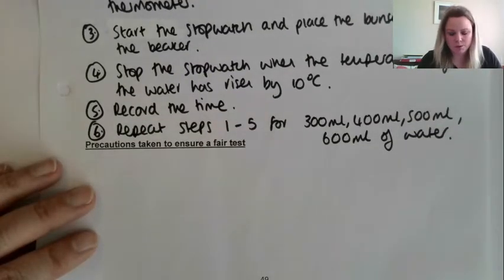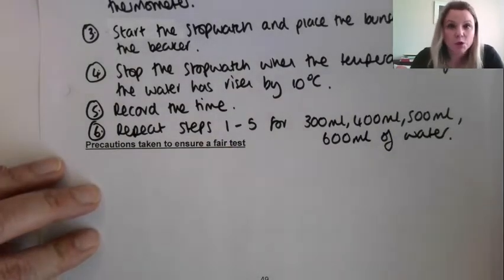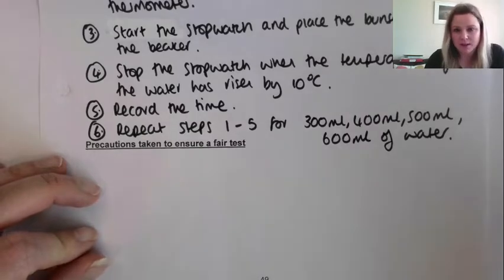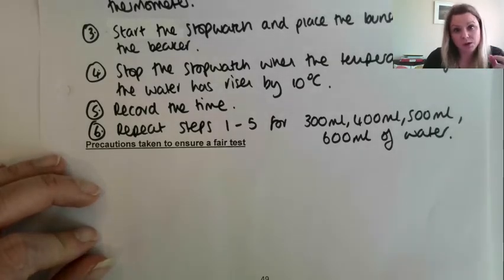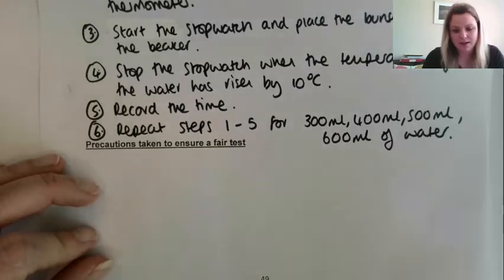Now, we'll have to think about precautions that we would take to make sure this is a fair test. And if you remember from the bouncy ball experiment we did earlier on in the year, we would have talked about what a fair test is. If something's a fair test, the only thing you can change is the factor that you're investigating. So for us, we're changing the mass of the water, or the amount of the water, and then we're seeing how long it takes to heat up by 10 degrees. So that means everything else has to be exactly the same.